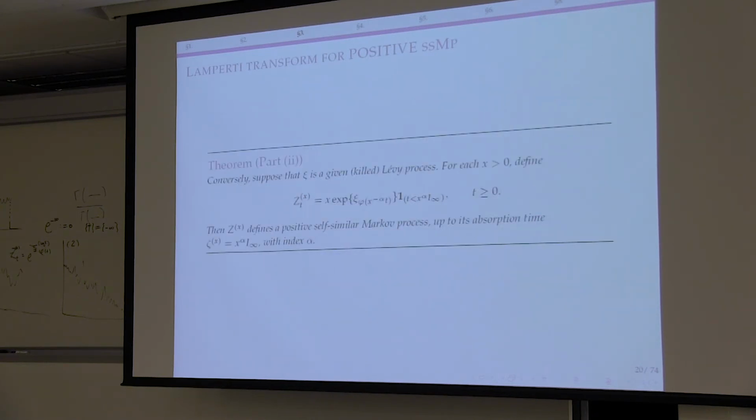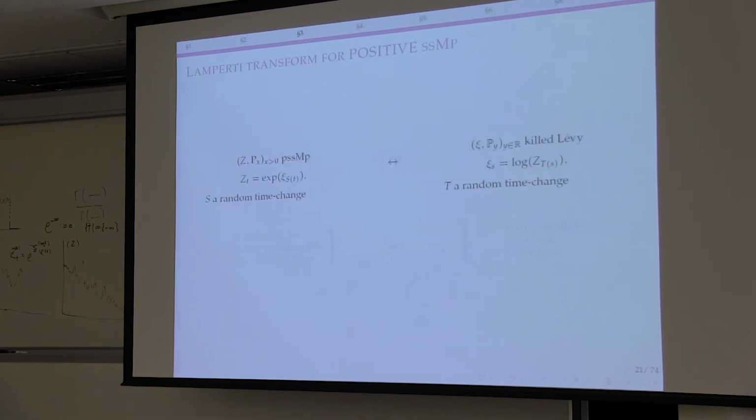The converse is, I come in one day and I give you a Levy process, and you make the transformation with that Levy process. What have you made? You've made a self-similar Markov process. Okay, so there is a bijection between the class of positive self-similar Markov processes and killed Levy processes. One is synonymous with the other.